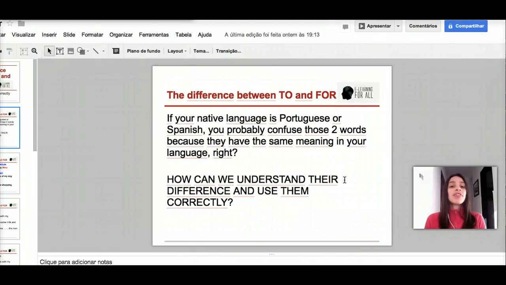If you are a native speaker of Portuguese or Spanish, it's very likely that you confuse those two prepositions because they have the same meaning in your language. Am I correct? Okay, so how can we understand their difference and use them correctly? Any guesses? So I'm going to give you some tips to discover how we can use them correctly, okay?